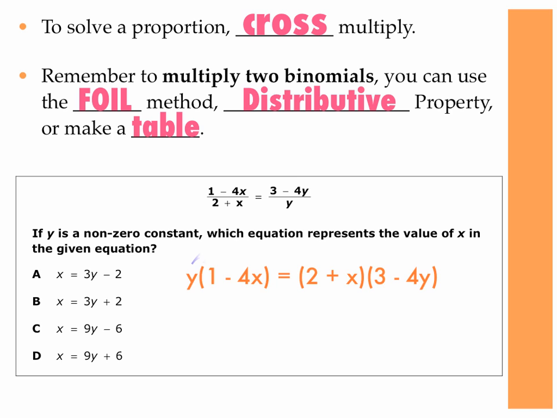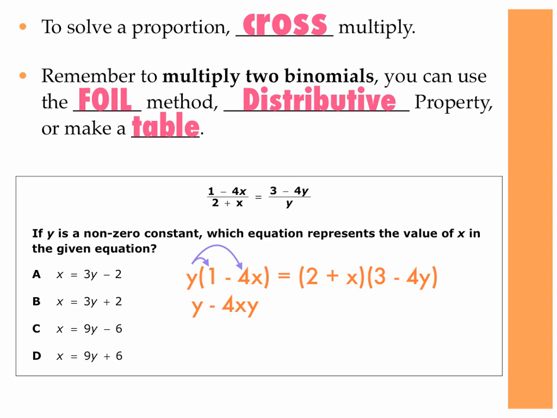I need to go ahead and distribute my y. Y times 1 is y, and y times a negative 4x is going to give me a negative 4xy. Now I'm multiplying two binomials on the right side. I have 2 plus x times 3 minus 4y.